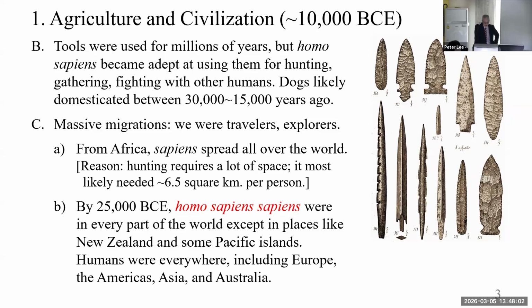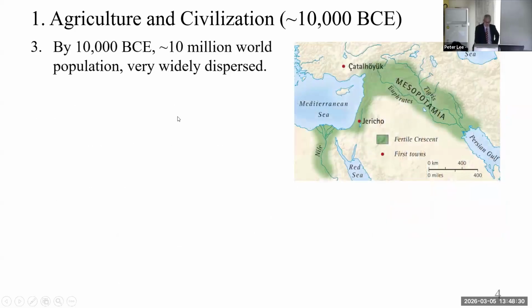By 25,000 BCE, Homo sapiens sapiens were in every part of the world. We had spread out through all parts of the planet, except in some isolated, hard to reach places like New Zealand and some Pacific islands. But otherwise, we were basically everywhere, including Europe, the Americas, Asia, and even the continent of Australia, by 25,000 BCE. By 10,000 BCE, again, I don't know how they come up with these numbers, they speculate about 10 million human beings were living on the planet. 10 million world population, very widely dispersed. So that's the stage for when the agricultural revolution happened.